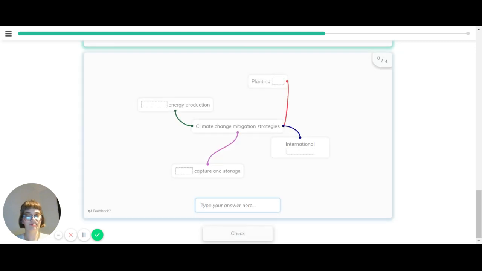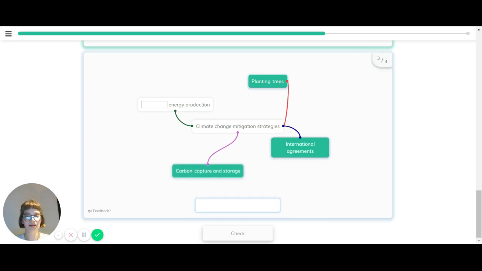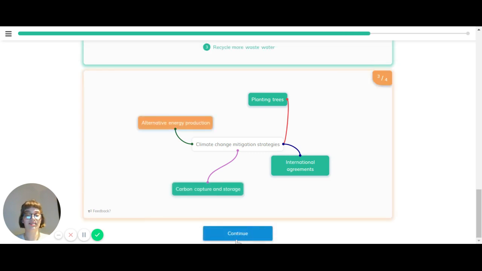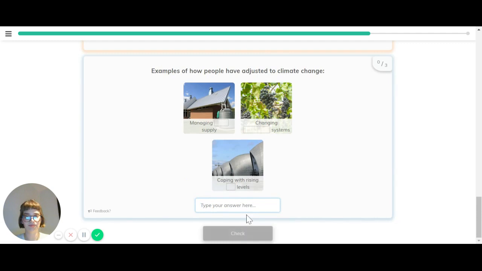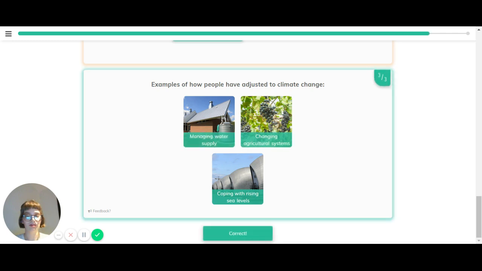What are the climate change mitigation strategies? There's planting trees, international agreements, carbon capture and storage, and alternative energy production. Let's look at examples of how people have adjusted to climate change in a quick recap. There's coping with rising sea levels, changing agricultural systems, and managing the water supply.